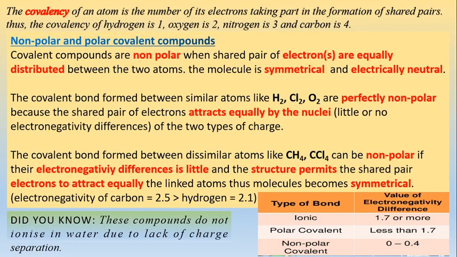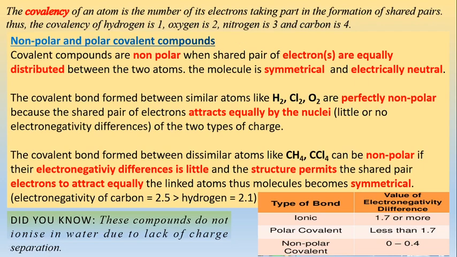So what is covalency? The covalency of an atom is the number of its electrons taking part in the formation of shared pairs of electrons. Thus, the covalency of hydrogen is 1, so hydrogen shares 1 electron among themselves. Oxygen shares 2 electrons. Nitrogen shares 3 electrons. And carbon is 4.